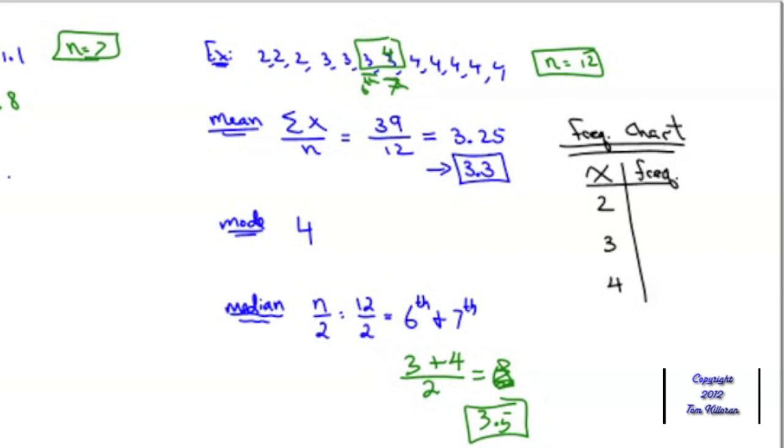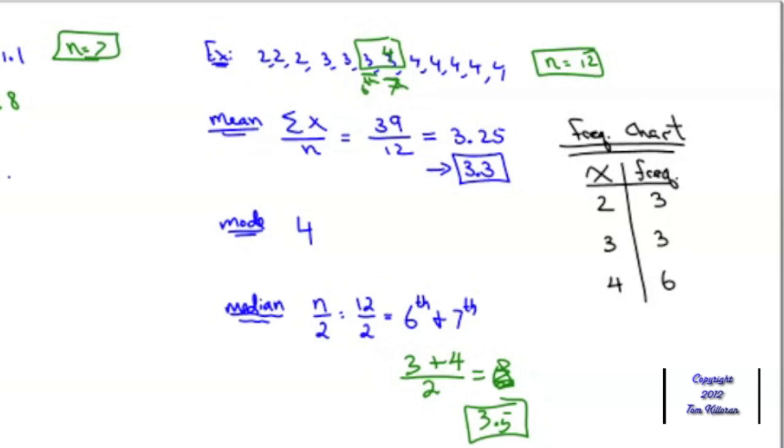What's the frequency of 2? 3. There's 3 of them. What's the frequency of 3? 3. 4? 6. It has 6 of them. Now, when you're looking at frequency, these are not data. This is just telling how many of the data we actually have. So the data is in this first column. Our data are 2s, 3s, and 4s. Don't get confused.